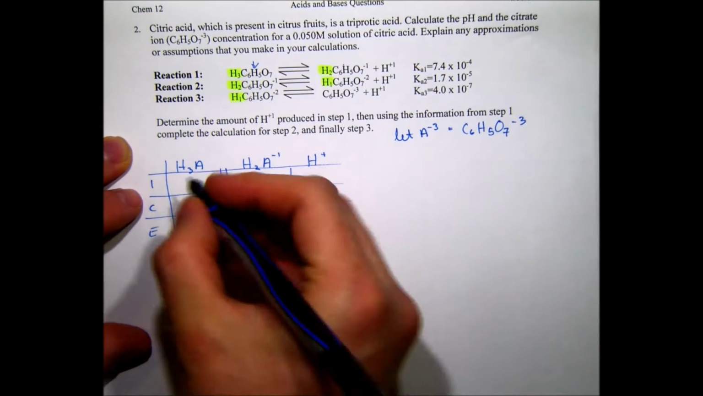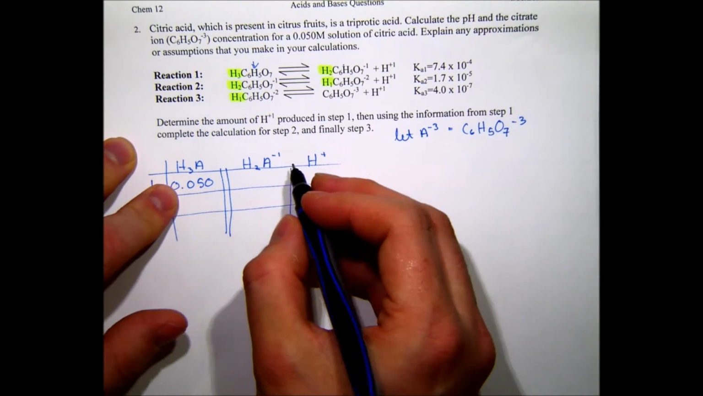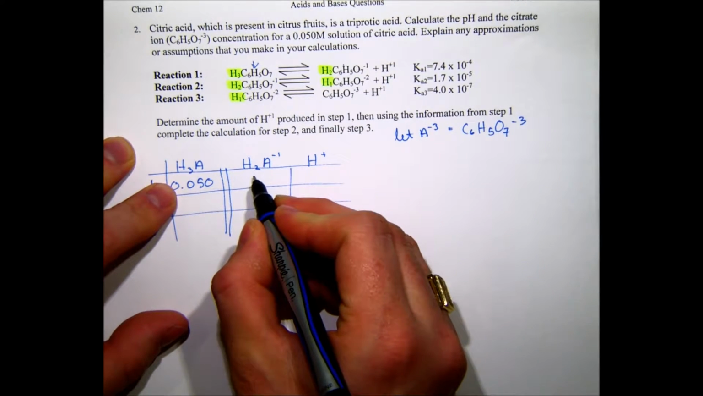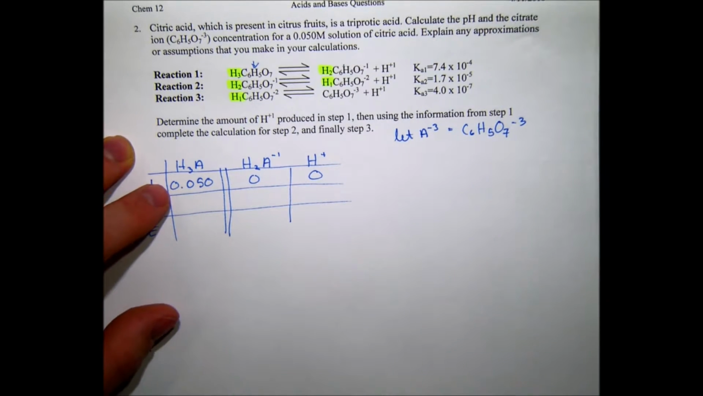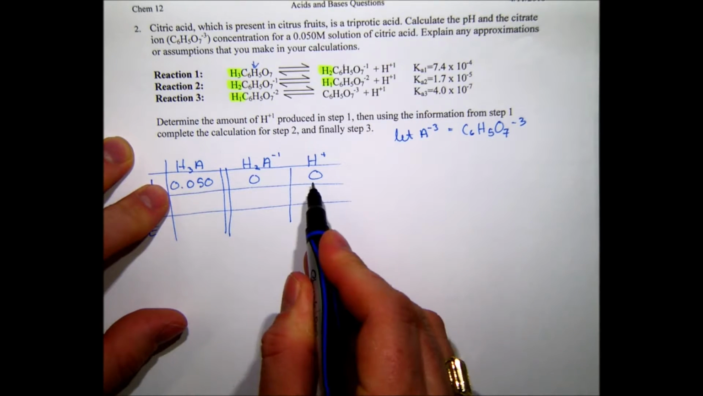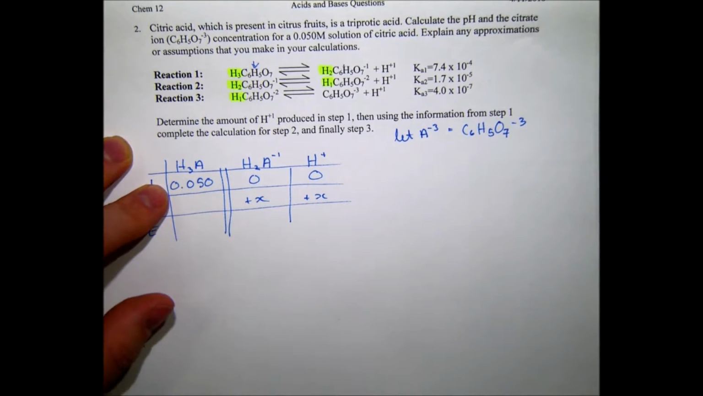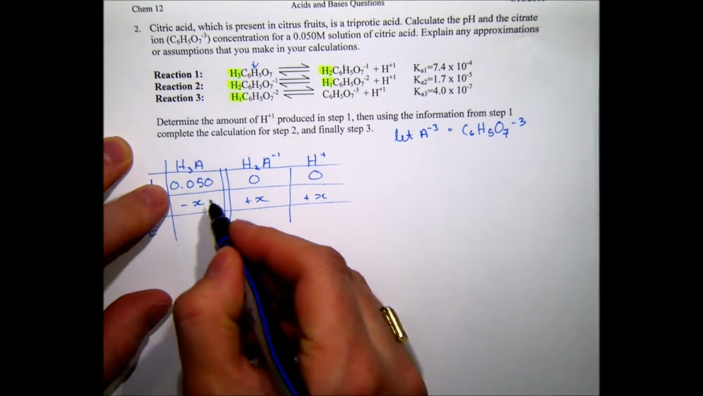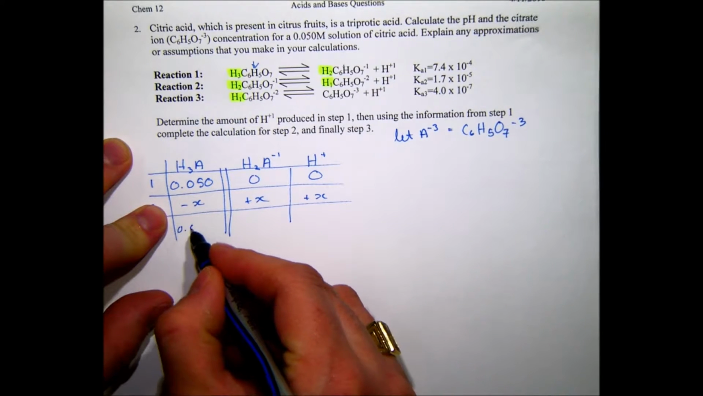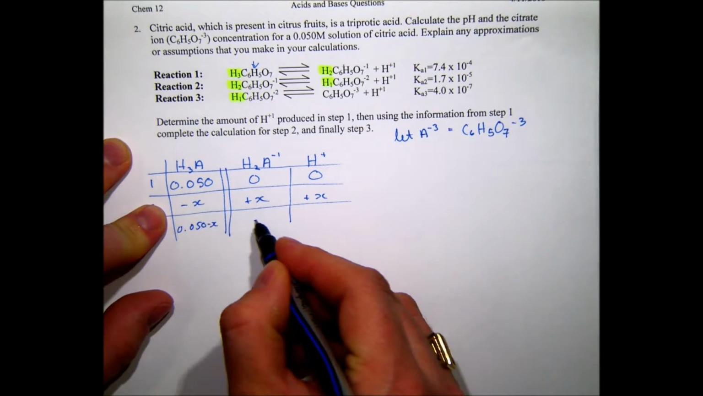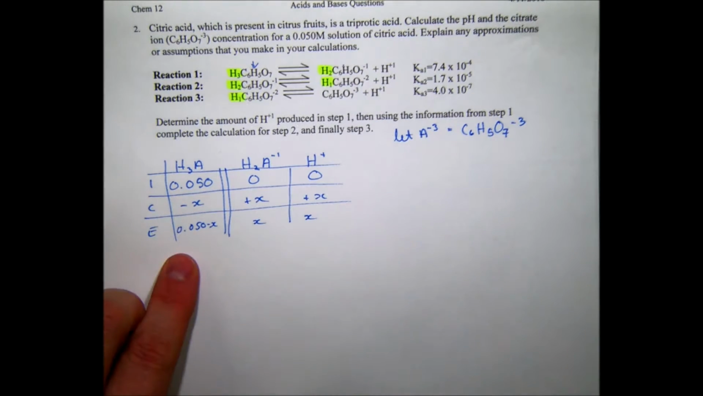So we are starting with 0.050 molar of the citric acid, and we're going to assume that we have none of this to start. Well, as soon as you see that you have a 0 on the right-hand side, that means that this side is going to be gaining just due to Le Chatelier's principle. So minus x, producing these ions. So 0.050 minus x, x, and x. So we're going to evaluate whether or not x can be ignored.